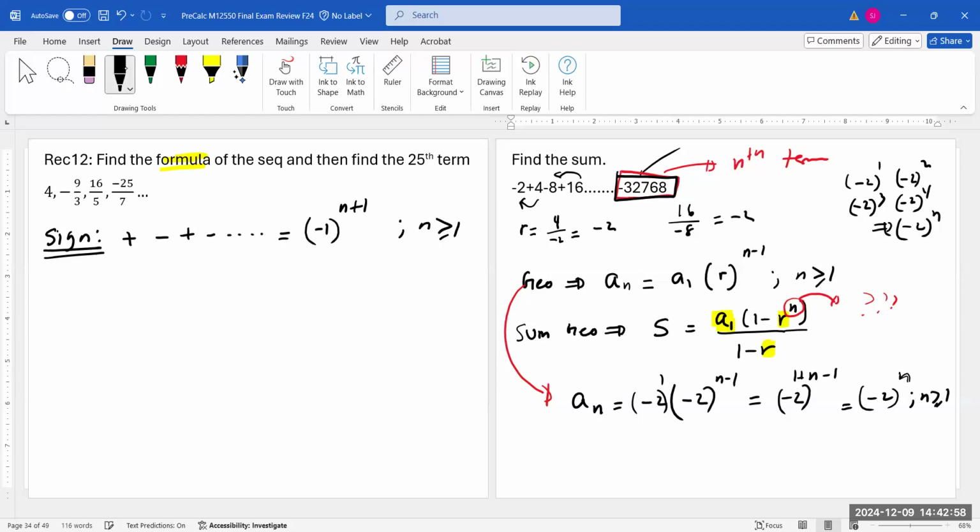And our n starts from 1. It means for the first term, we have -1 squared, which is positive. For the second one, we have -1 cubed, which is negative. So it makes sense. Now I look at the top. The top is 4, 9, 16, 25. And I can already see the pattern. The first one is 2 squared. The second one is 3 squared, then 4 squared, then 5 squared. So we definitely have something squared.